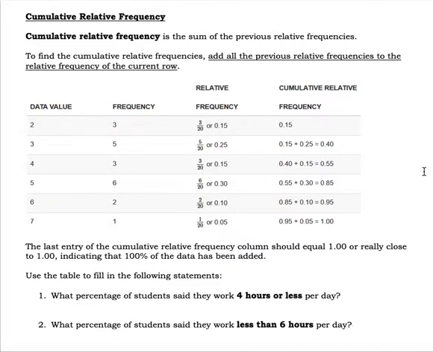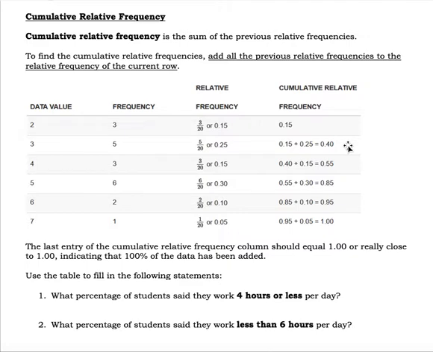So here we're actually seeing the same exact table we were working with before, the same data values, frequencies, relative frequencies, but now we've also added on a cumulative relative frequency column. Notice in the first row, we simply carried over the relative frequency, which is 0.15.